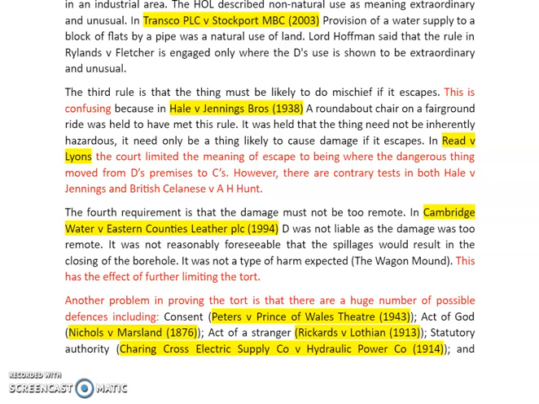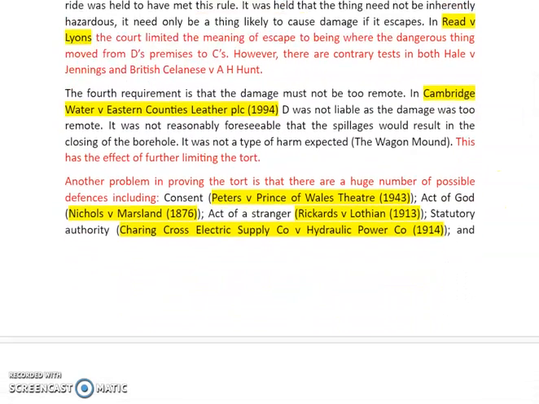The fourth requirement is the damage must not be too remote. Again, you could use Cambridge Water here. And this rule further has the effect of limiting the tort, restricting its use, again indicating that we're not really too happy with this rule. We want to limit where it's being used.